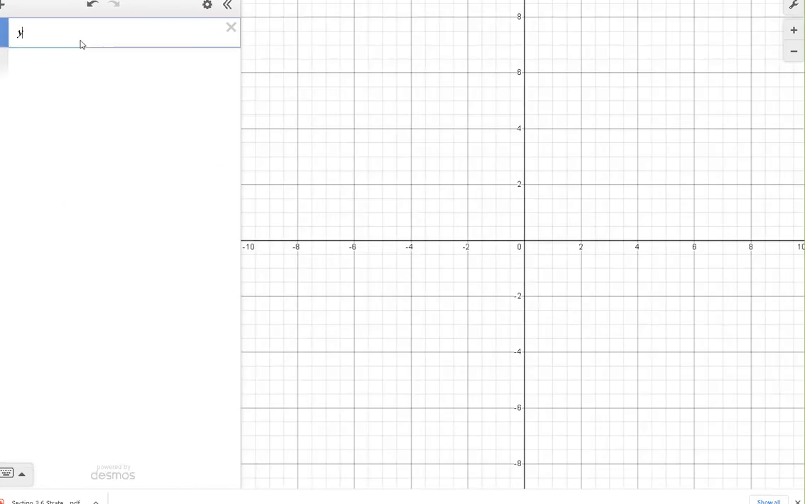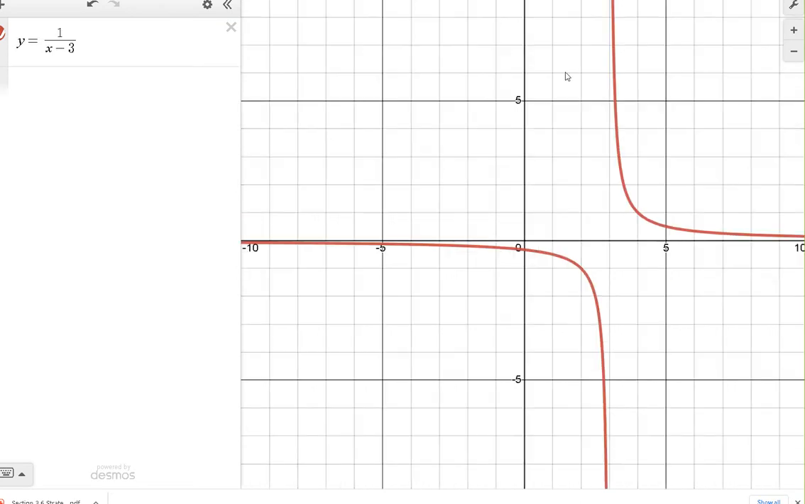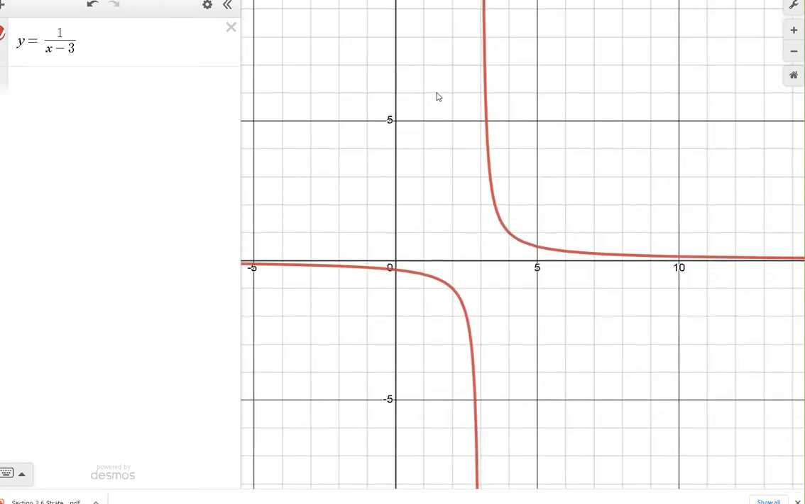We'll start with a very simple one. y equals 1 over x minus 3. And let's make this a little darker. Now, there's a couple outstanding features about this graph. Certainly, there's a place where this graph has an issue, a problem. Can you see where that would be? Where is there something pretty interesting going on with this graph?